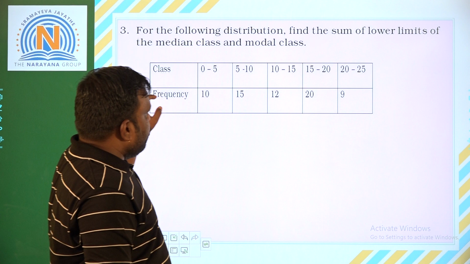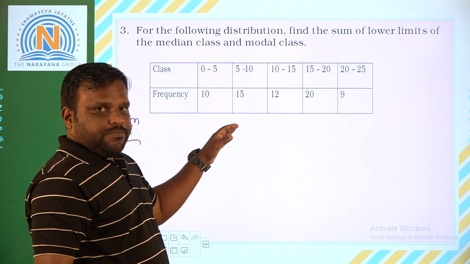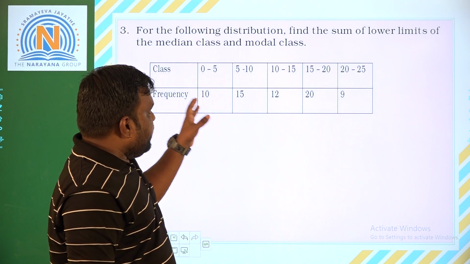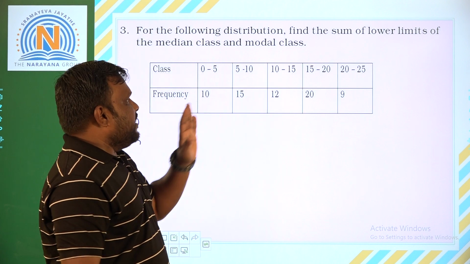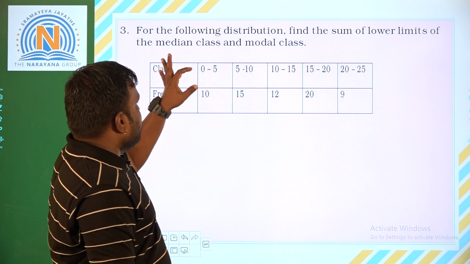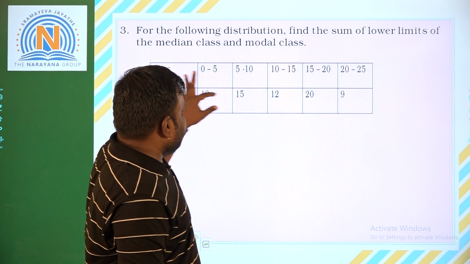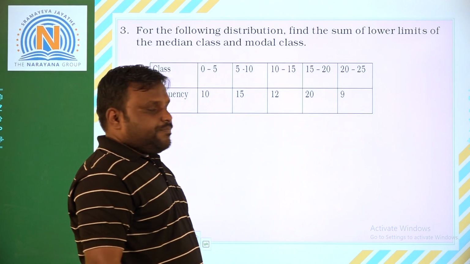That means we are going to add all the frequencies. Then we are going to take the half of that, n by 2. Then we will look at the cumulative frequency preceding the n by 2 value. That class will be considered as the median class. And when you come to the modal class, how will you take the modal class? Check the highest frequency, that class will be considered as the modal class, right?